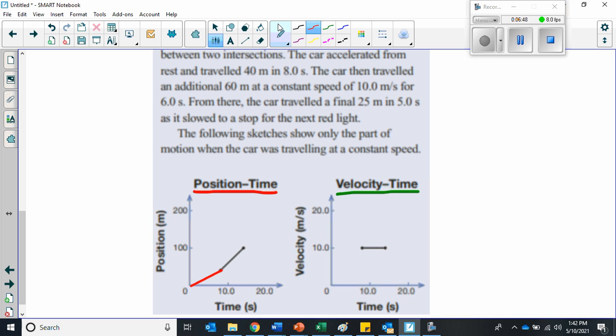Same thing with the position time graph. The car then traveled an additional 60 meters at a constant speed of 10 meters per second for 6 seconds. So we already have that from here to here. From there, the car traveled the final 25 meters in 5 seconds, and as it slowed to a stop for the next red light. So it went 25 meters, so it's at the 100 meter mark.